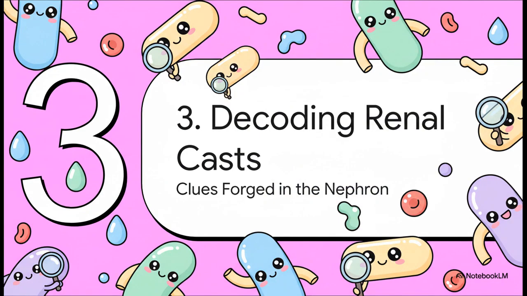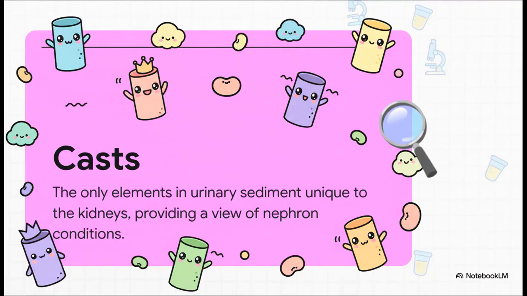Okay, everybody, take a deep breath. We are now heading into what is arguably the most important part of this whole explainer, section 3, decoding renal casts. These things are totally unique clues, literally forged deep inside the functional unit of the kidney, the nephron. So what in the world is a cast? Well, it's a cylindrical structure.